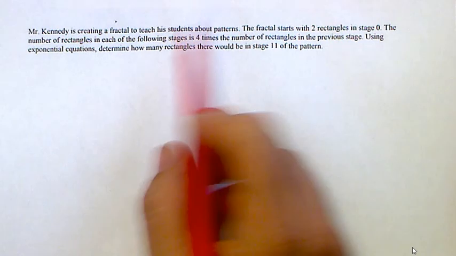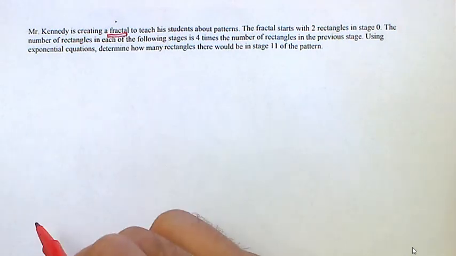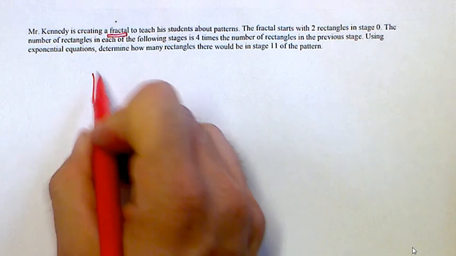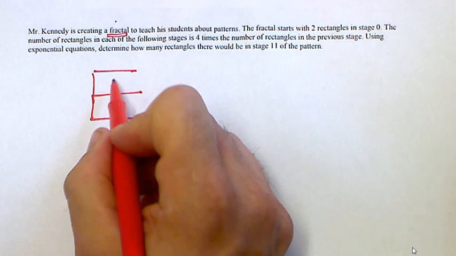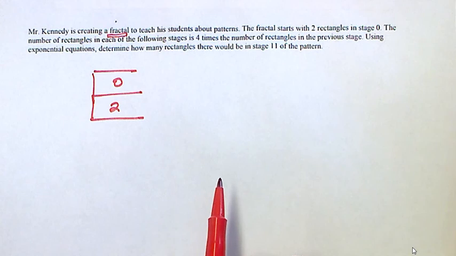Fractal. Got to look that up. What a fractal is, to teach a student about patterns. The fractal starts with 2 rectangles at stage 0. This is what I would do on any standardized test. I'm just going to start making a table. Here's stage 0, and I'm at 2. The number of rectangles in each of the following stages is 4 times the number.